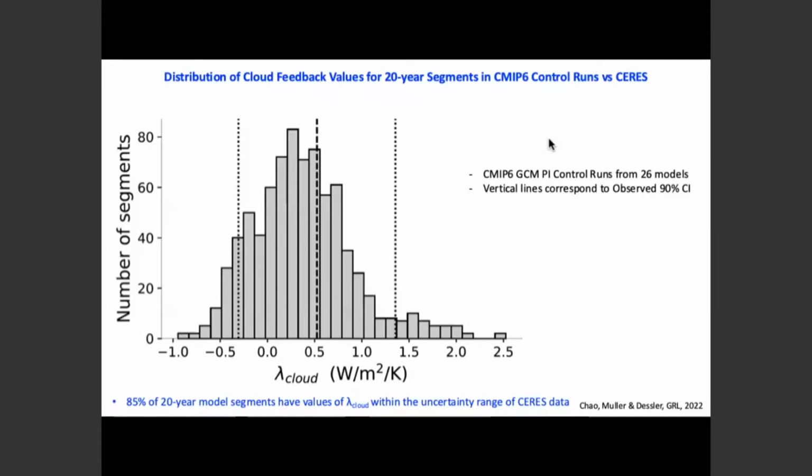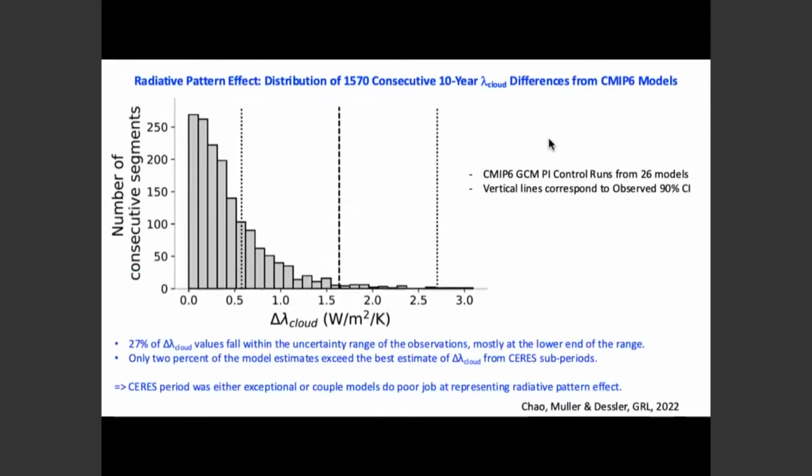But they also looked at a different thing, which gets at this pattern effect, which I thought was really interesting. They looked at consecutive 10-year periods. They took all of these 20-year periods in the model and broke them down into consecutive 10-year periods, then calculated the cloud feedbacks for each 10-year period, differenced them, and compared that with what they get from series. They got a very different result.